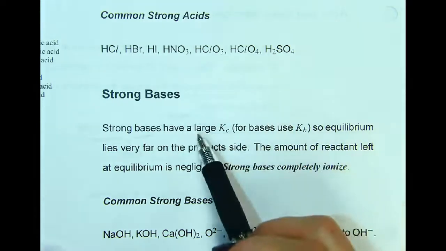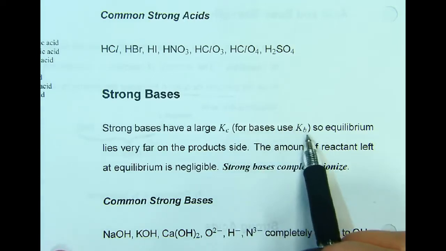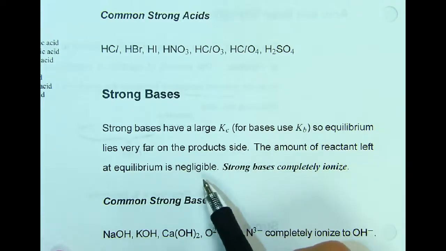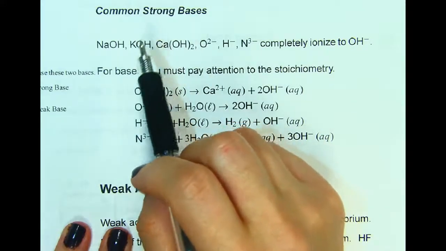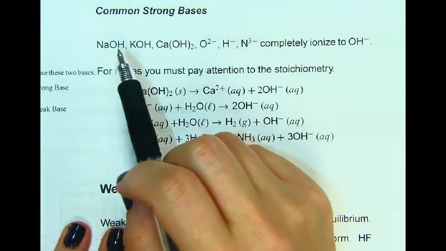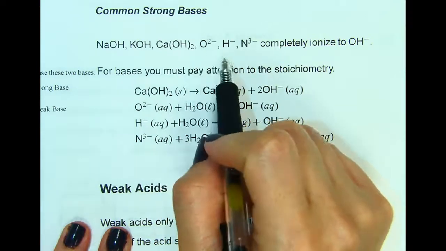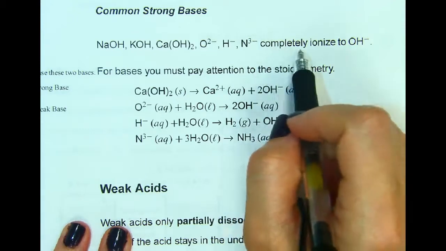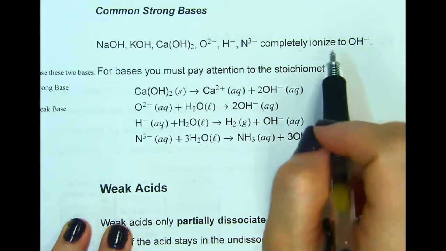Strong bases have a large Kc. For bases, we use a Kb. So equilibrium lies very far on the product side. The amount of reactant left at equilibrium is negligible. So strong bases also completely ionize, or ionize 100%. So common strong bases, and you want to also memorize these, are sodium hydroxide, potassium hydroxide, calcium hydroxide, the oxide ion, the hydride ion, and the nitride ion. All of these will completely ionize to form 100% hydroxide ions and cations.